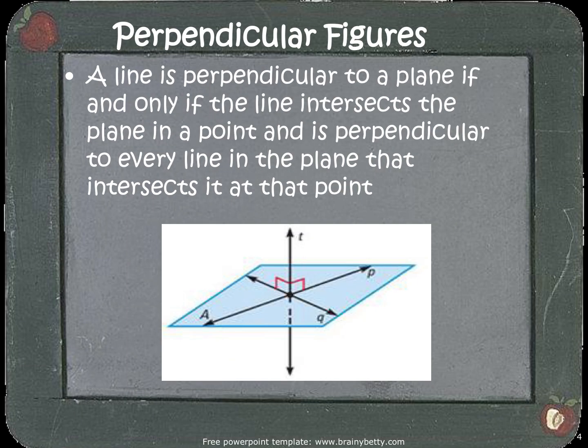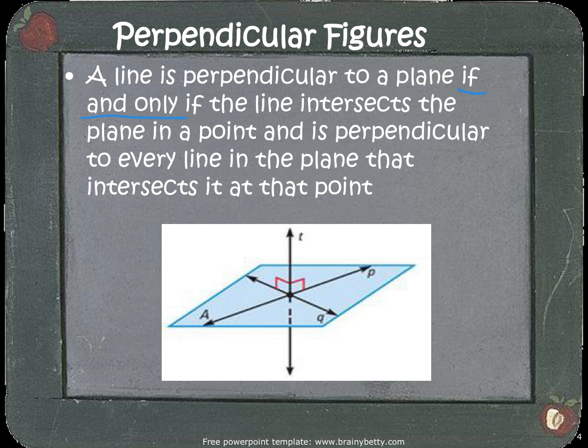The next one is called perpendicular figures. And a line is perpendicular to a plane if and only if. Look at this if and only if. We've got a biconditional here. Remember IFF? So the line intersects the plane in a point and is perpendicular to every line in that plane that intersects it at that point.